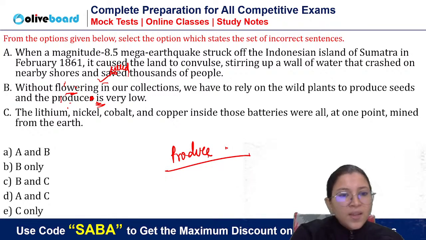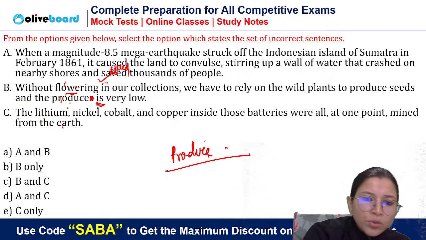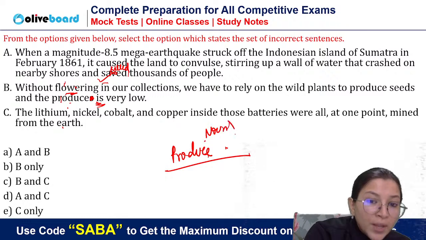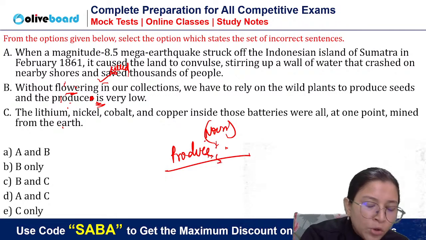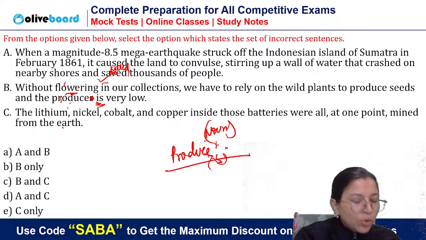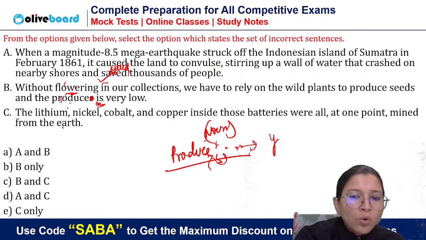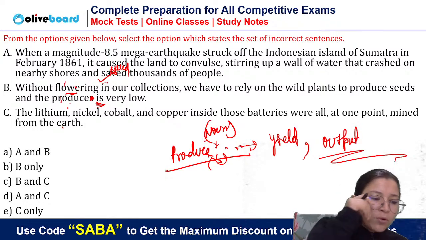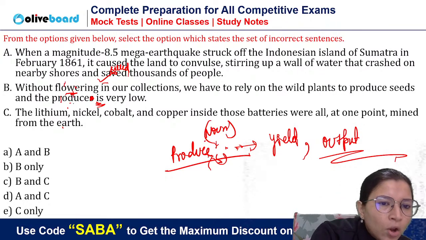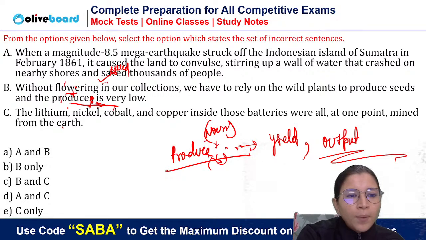Produces, see, now I have to check that produce is a noun. This is absolutely correct, but whether we can use its plural as produces, this I have to check. Produce here means production, yield, output. Yes, it is a noun. It means yield, output, but I have to check whether as a noun we can use its plural form or not. So simply this is wrong. Produces is very low. This S is wrong. Okay. So A and B both are wrong.